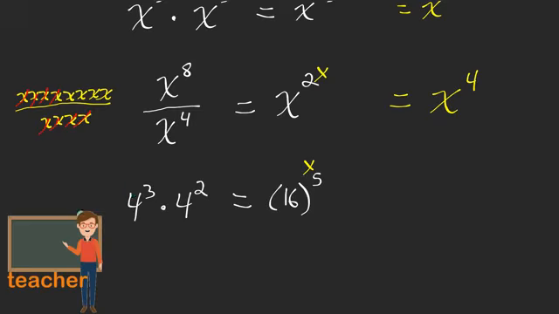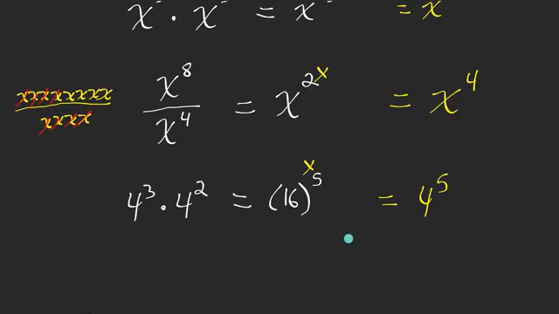Okay, the last one was so close. Multiplying powers to the same base. Yes, you do add the exponents. The exponent is 5, but you forgot what you did up here. You keep the base the same. It should be 4 to the power of 5. You don't multiply the bases together. You keep the base the same and add the exponents.